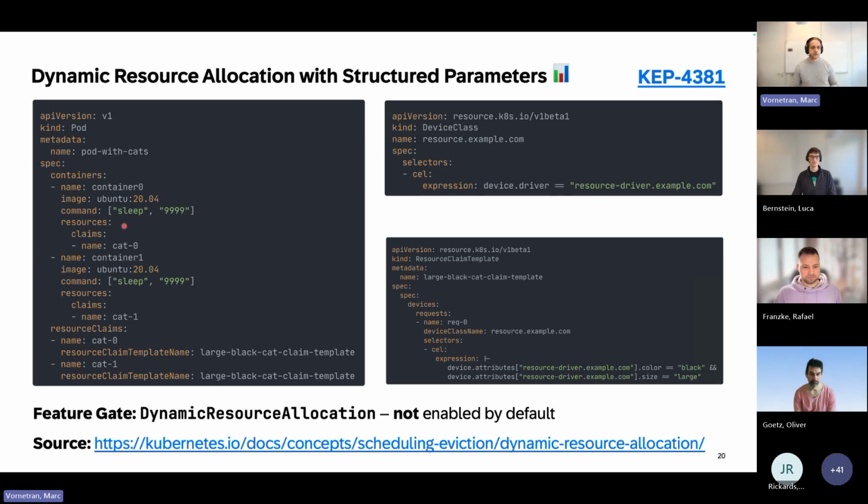Just what we see here in the example is that we have a pod with 2 containers and certain resource claims that make use of a resource claim template. The resource claim template we can see on the right-hand side, where we have a template for a fictional device class for large black cats, where using the Common Expression Language we can match on certain attributes of these devices. And in the device class itself, we can do the same to match on certain device drivers. Important to note, this is not enabled by default, even though it is in beta state.